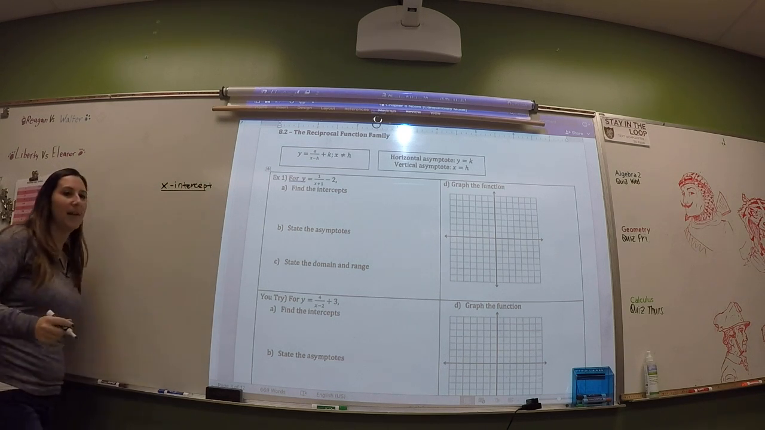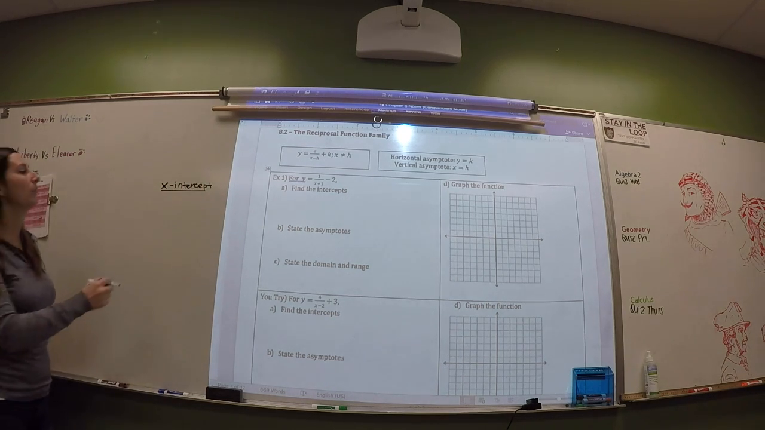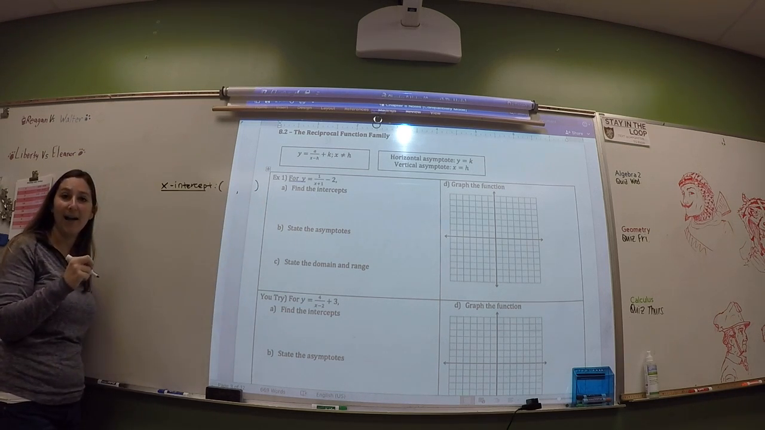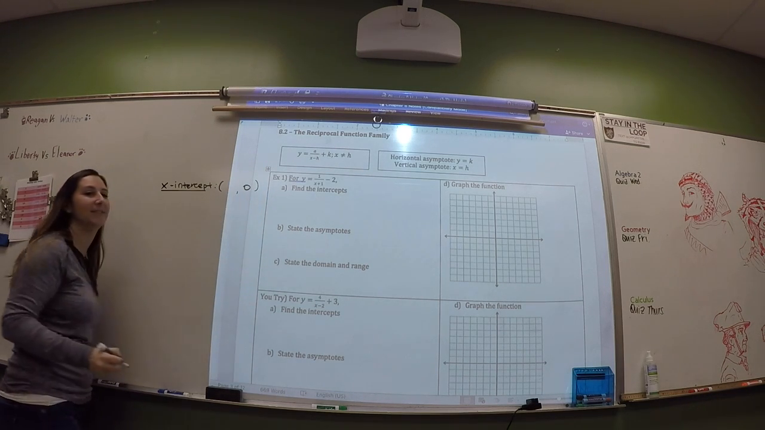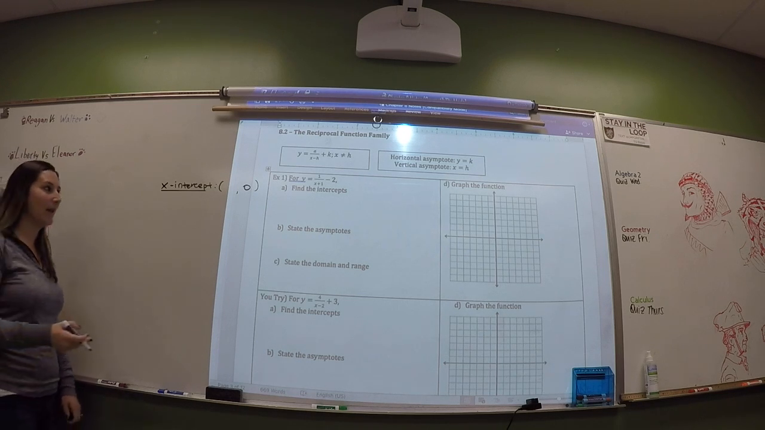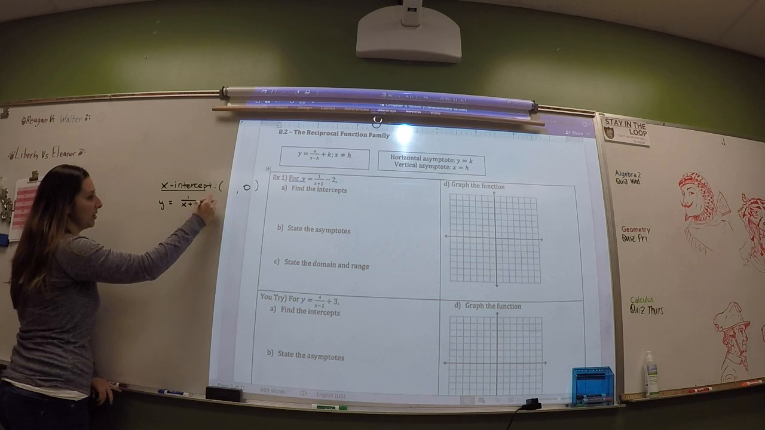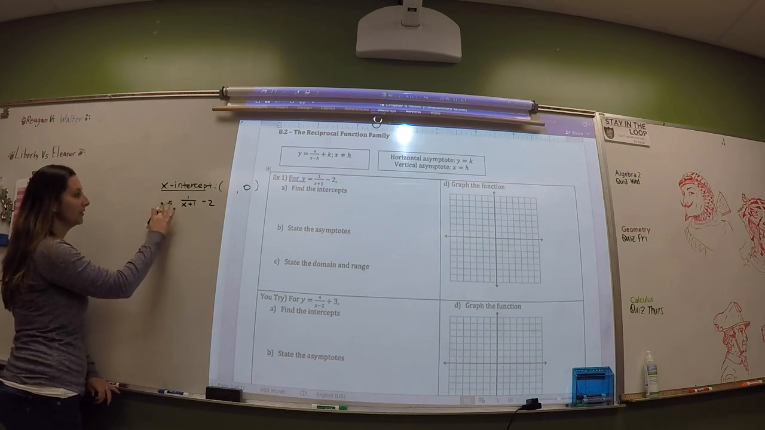Okay. Got it. The x-intercept is the point on the graph where y is 0. So to find the x-intercept, you're going to take your equation and plug in 0 for y.